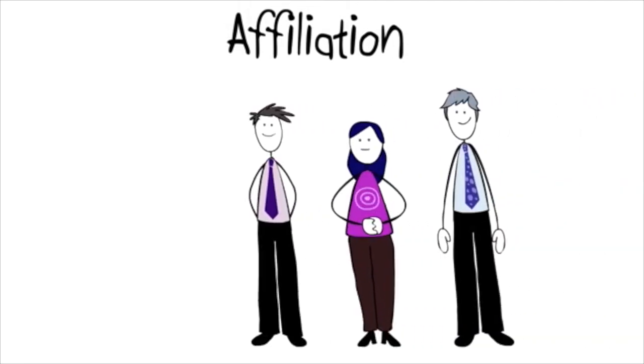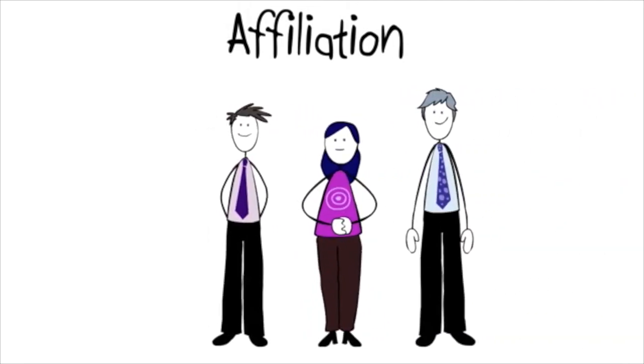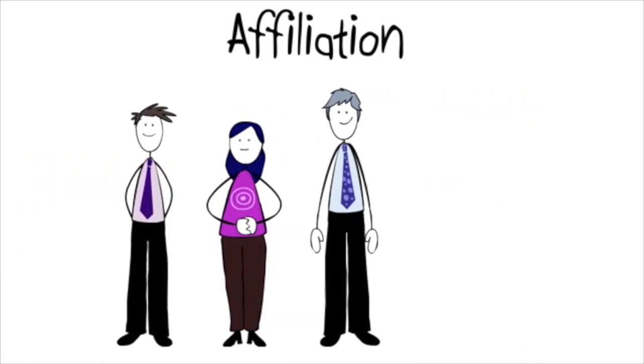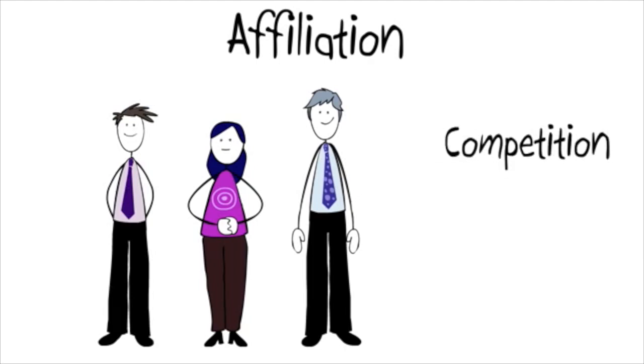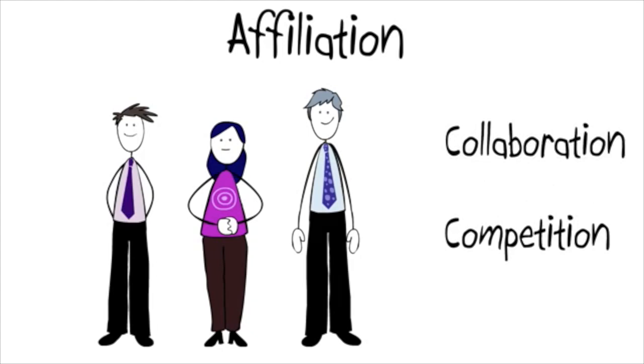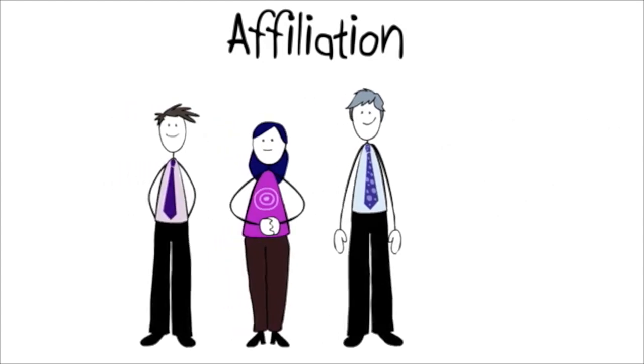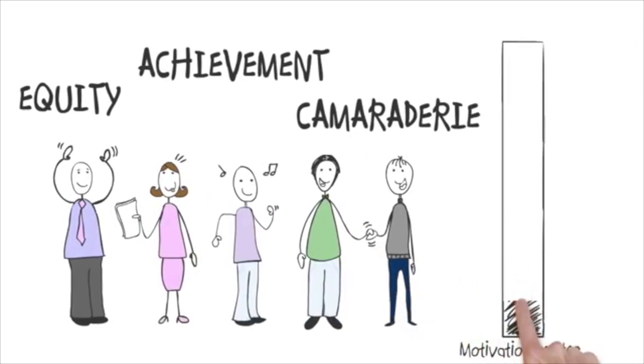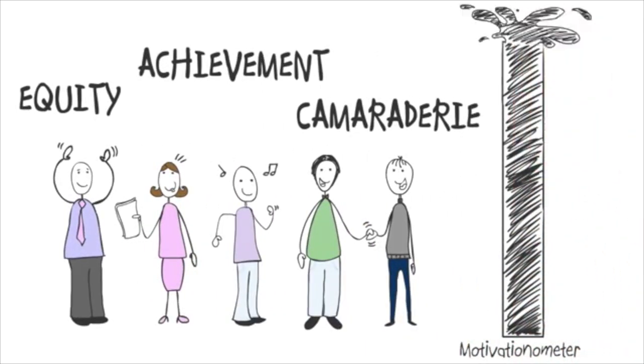Now, affiliation-motivated people are motivated by interaction with other people. They like to be liked and like to be part of a group and will usually just go along with group decisions. Competition doesn't rate highly for them. They prefer to collaborate, not compete. Folks who are affiliation motivated will benefit greatly from camaraderie as a motivational factor. This is from the animation Three-Factor Motivation, if you're wondering.